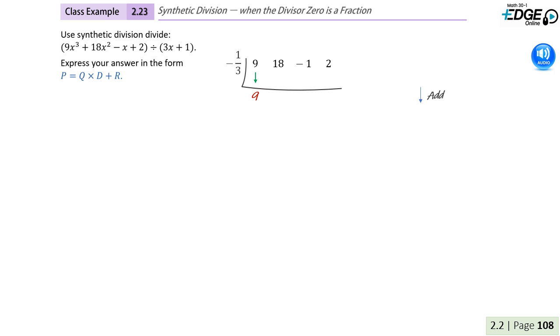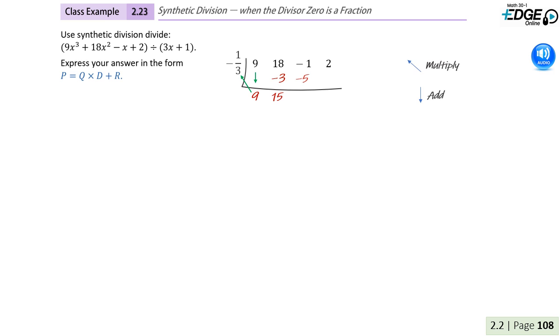We drop the 9 and multiply it by negative 1/3. Remember, when multiplying an integer by a fraction, you simply multiply the integer by the numerator of the fraction and then divide by the denominator. So 1/3 of 9 was like saying 1 times 9 divided by 3. So negative 1/3 times 9 would give us negative 3.